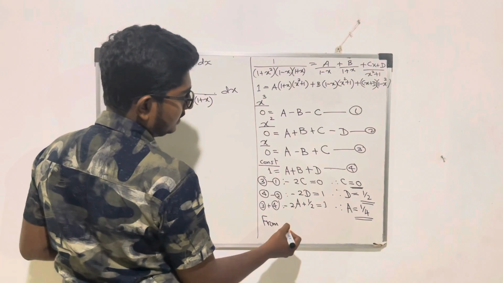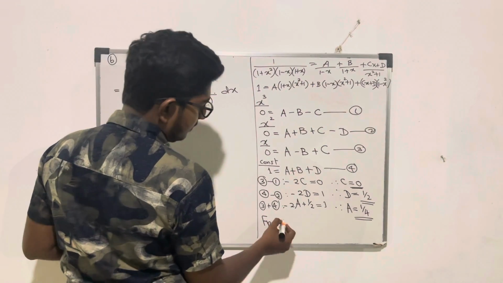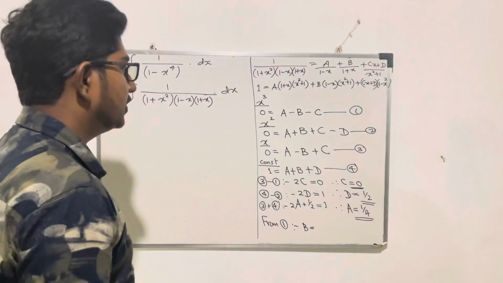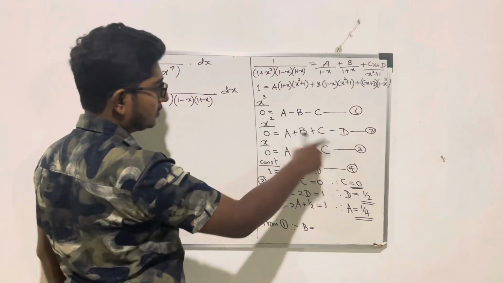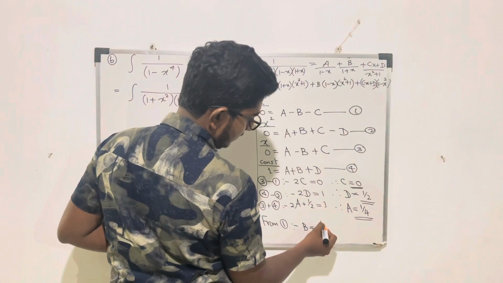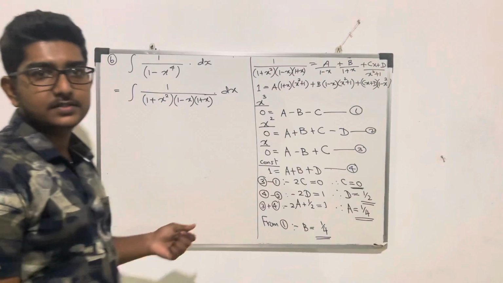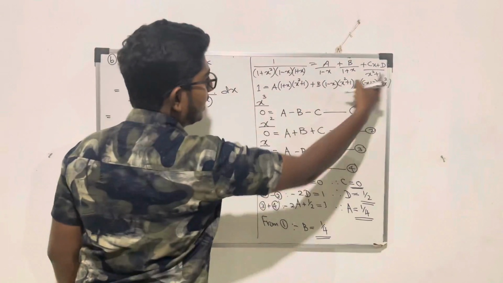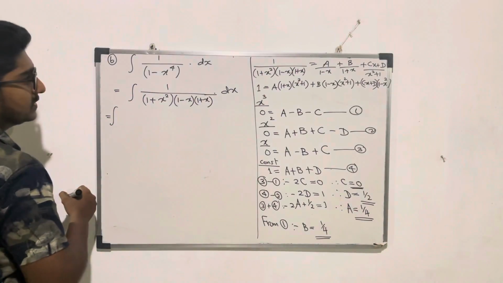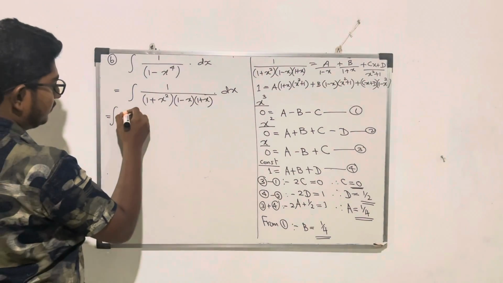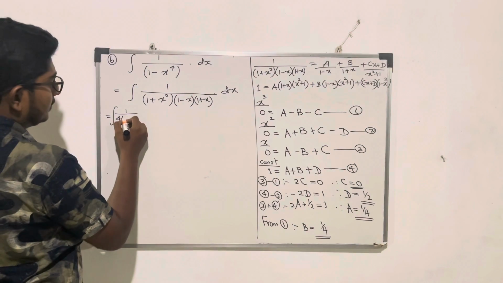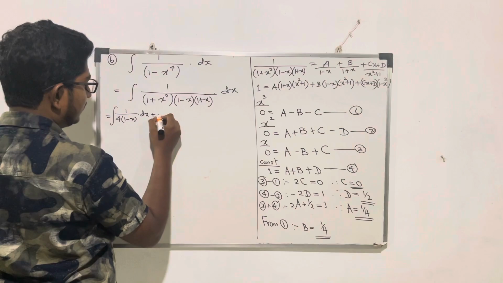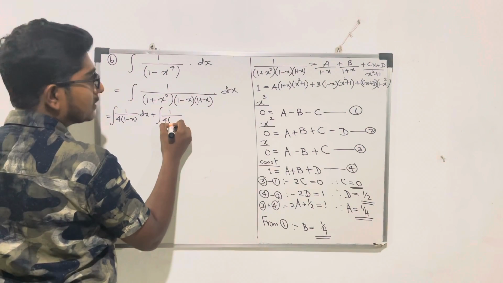From simplifying these a, b values in equation 1, we can find b. B is equivalent to a minus c. C is 0, so b equals directly a, that is 1/4. Now I can express this fraction in this manner using separate integrals. A, that is 1/4 into integral of 1 over 1 minus x dx. Then b is plus 1/4 once again, that is 1 over 1 plus x.